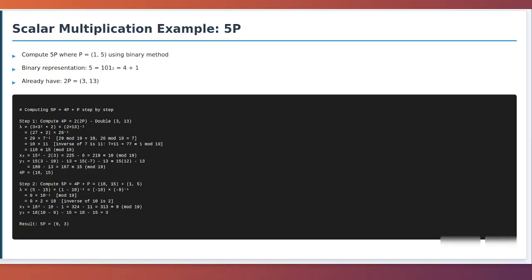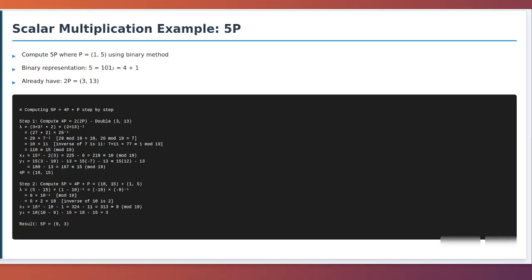And 219 modulo 19 equals 219 minus 11 times 19. That equals 219 minus 209, which equals 10. Then, y sub 3 equals 15 times the quantity 3 minus 10, minus 13. First, 3 minus 10 equals negative 7, which modulo 19 is negative 7 plus 19, which equals 12. So, 15 times 12 equals 180. Then, 180 minus 13 equals 167.